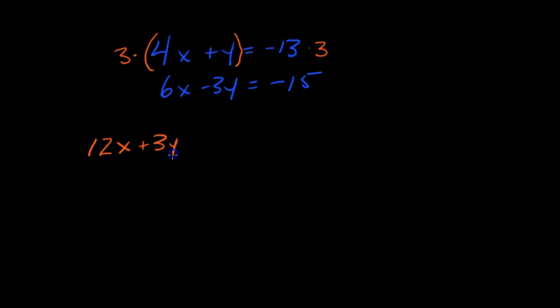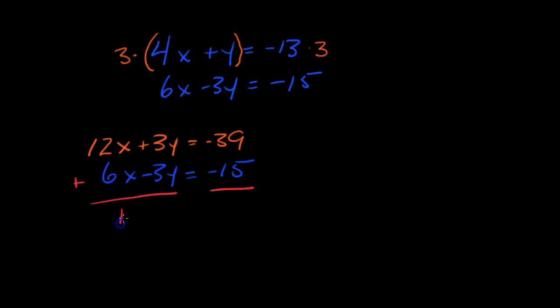12x plus 3y is equal to negative 39. And then the bottom equation, 6x minus 3y equals negative 15, hasn't changed. So what I want to do now is add these together. And if I add these together, I get 18x, and the 3y and the negative 3y cancel each other out, and I get 18x is equal to negative 54. So I've got rid of the y variable. Now I can solve for x by dividing by 18, and I get x is equal to negative 3.